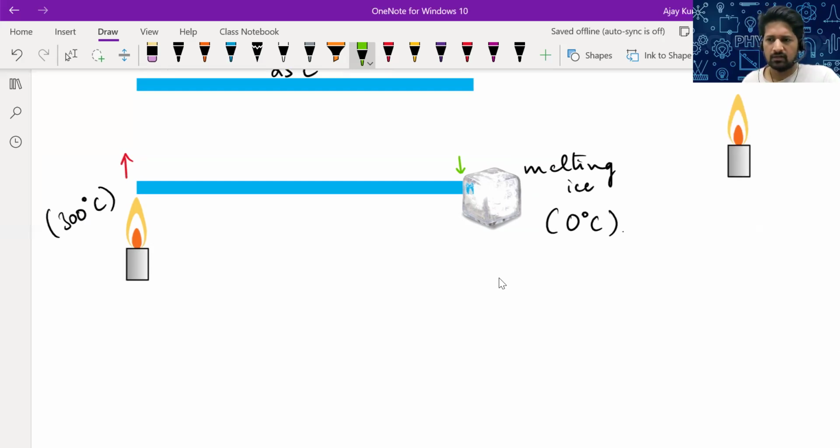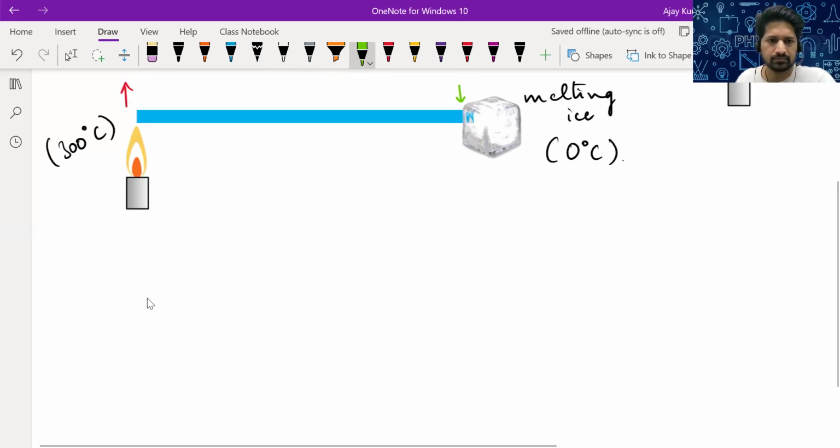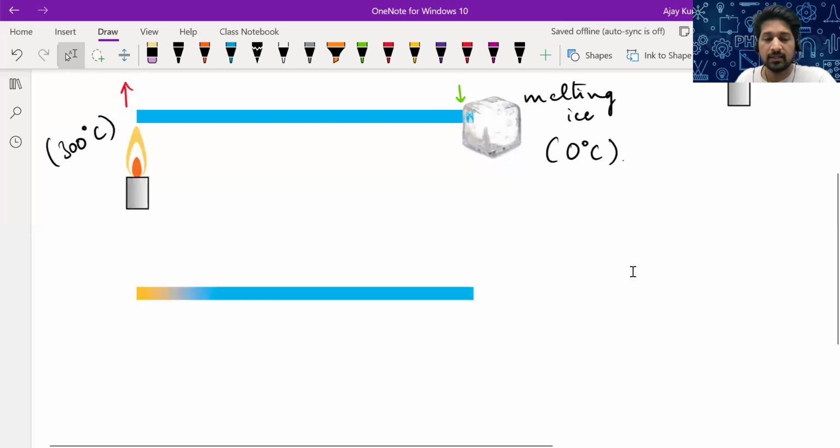But temperature changes will take time to happen. Initially, the entire rod was at 25 degrees. Now, on one side we are raising the temperature, the other side we are decreasing it. So what will happen in a short while? You will observe something like this. There will be a temperature gradient. What does gradient mean? If any quantity varies from point to point, you say there is a gradient of that quantity.